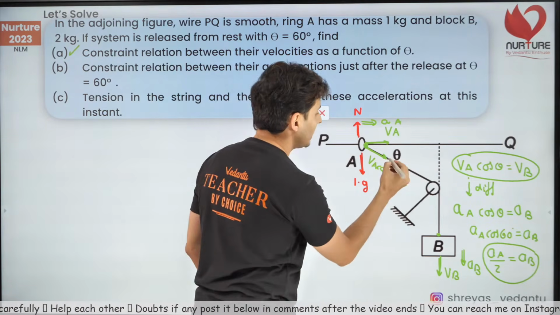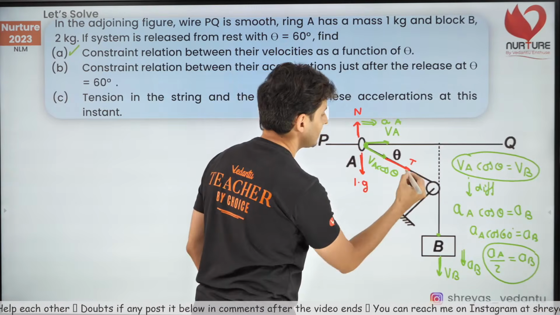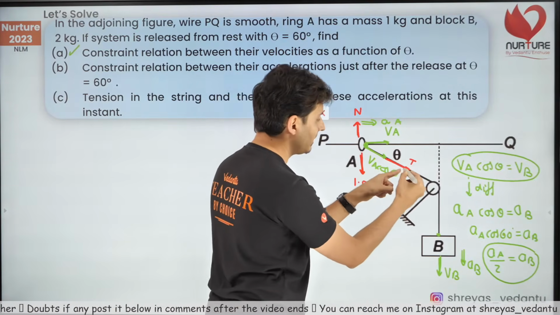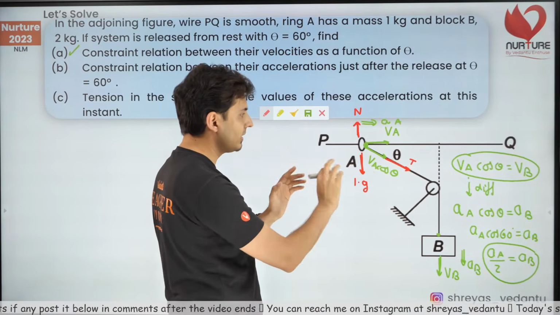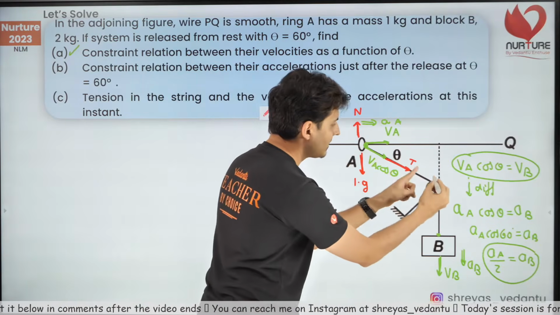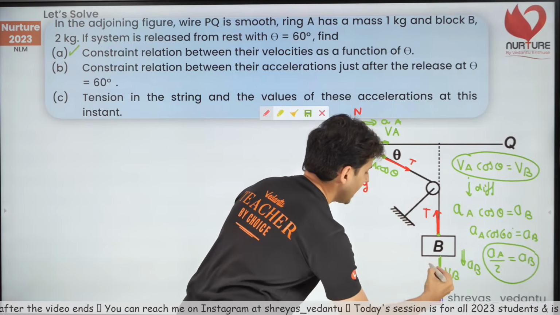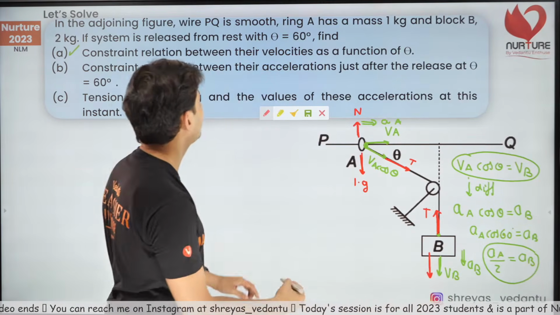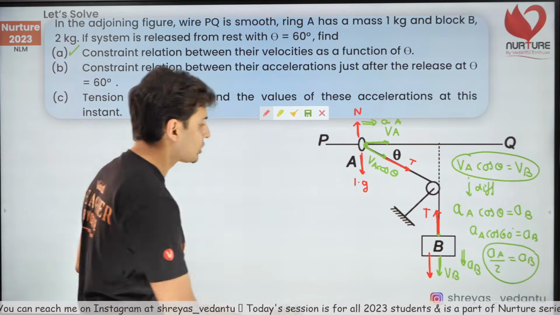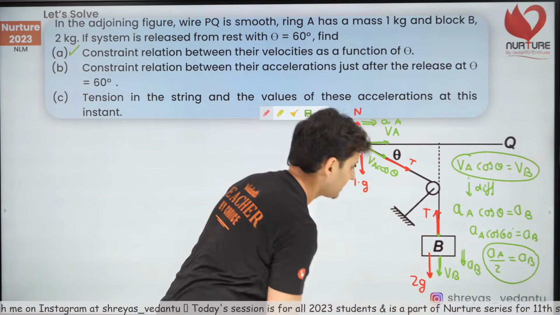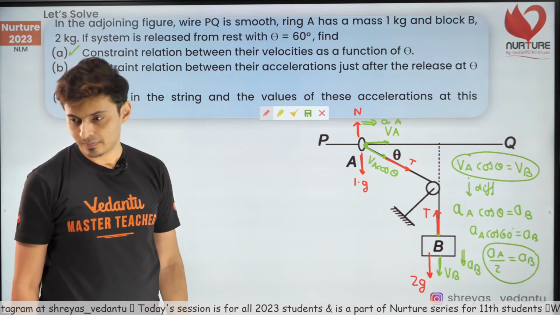Also there will be tension over here, because it is pulled by a string. Apart from that, there is nothing. There is no friction and all of that. The same string continues, so the tension should be the same. And just that there will be an additional weight over here. Block B's mass is 2 kg, so 2g over here. Everybody fine, I guess?